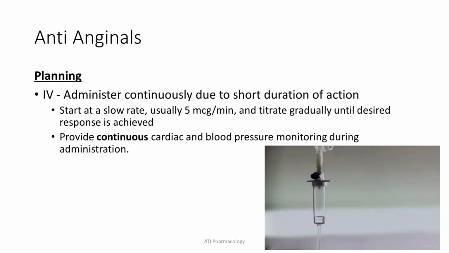If we're going to use nitroglycerin continuously, you're going to start them slow, usually around 5 micrograms a minute. And then you're going to titrate it gradually until you achieve the desired response or until you start to suffer bad consequences. So if it starts to drop your blood pressure or you start having changes in LOC, we may have to consider something else.